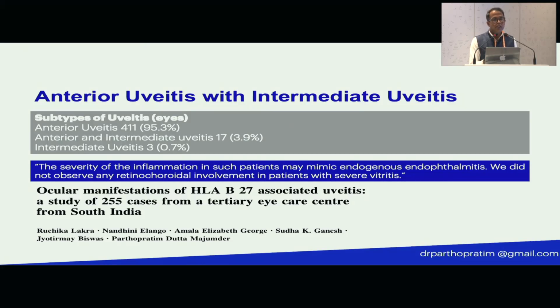This is a study we did from Shankar Nethralaya, which included 255 cases of HLA-B27, and you can see here that 4% of the cases can present with anterior and intermediate uveitis, which was earlier described in the SUN classification: the inflammation is so severe in the anterior chamber and also in the vitreous that you cannot classify them either as anterior or intermediate, so it is better to use the term anterior and intermediate uveitis. So that was kept at that time.